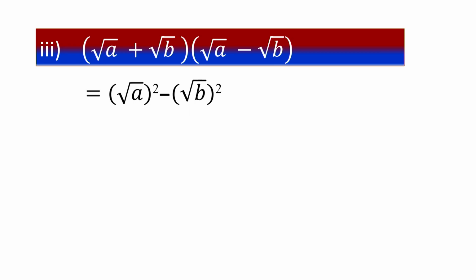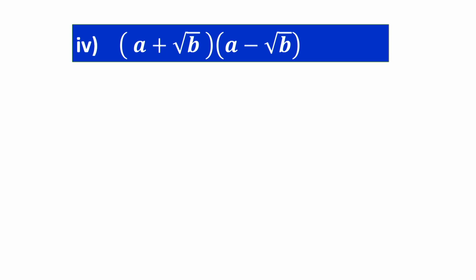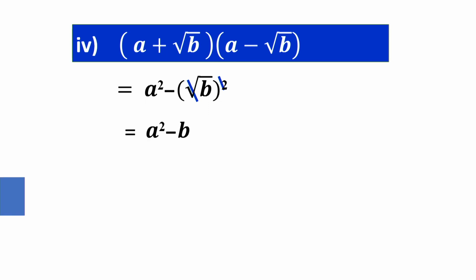So, we can write it as a square minus b square form, that is root a whole square minus root b whole square. Here square and square root cancel. So what we get? We get a minus b. So, root a plus root b into root a minus root b is equal to a minus b. Now, the fourth one, a plus root b into a minus root b, same as we did in the previous. Square and square root cancel, the answer is a square minus b.